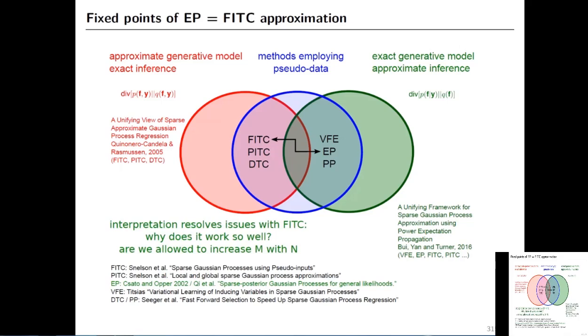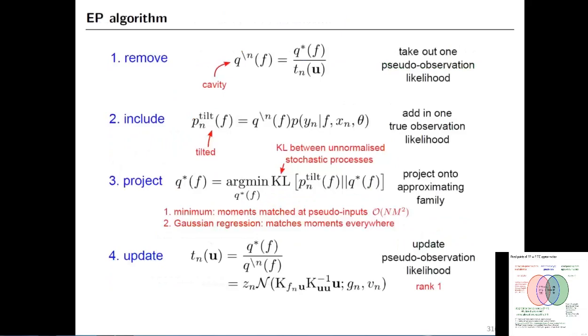This resolves these philosophical issues with FITC, because FITC is just approximate inference. It isn't writing down an approximate model and doing exact inference. And so we are allowed to increase the number of pseudo-data as we see more data, and that's philosophically justified now. And it explains why FITC works so well, because it's actually EP. And we already know a lot about when EP works well and when it doesn't work well. So it was a nice way of tidying up these bits of literature.